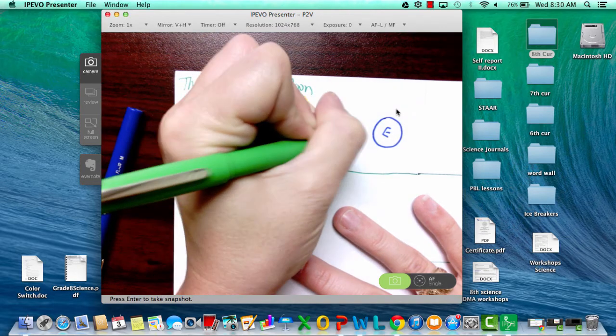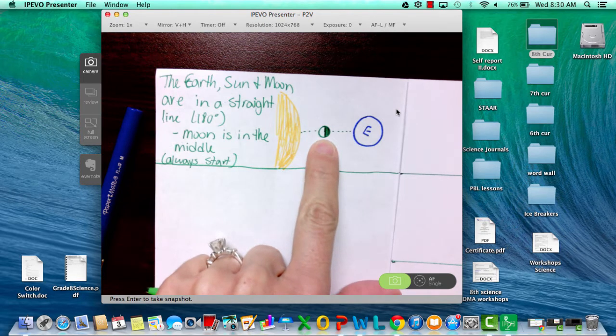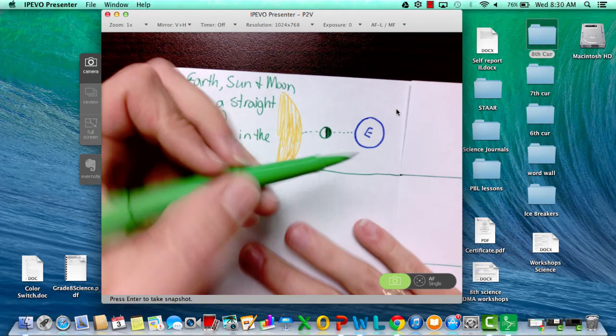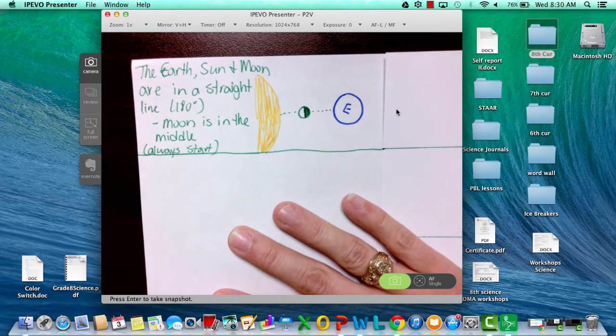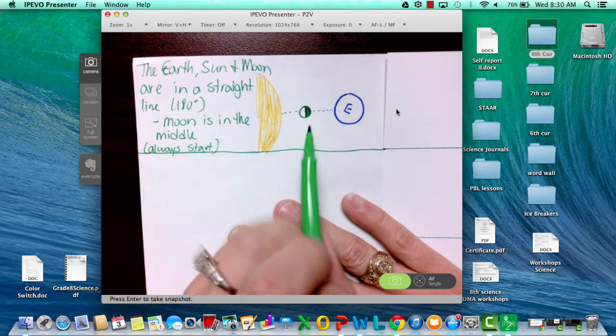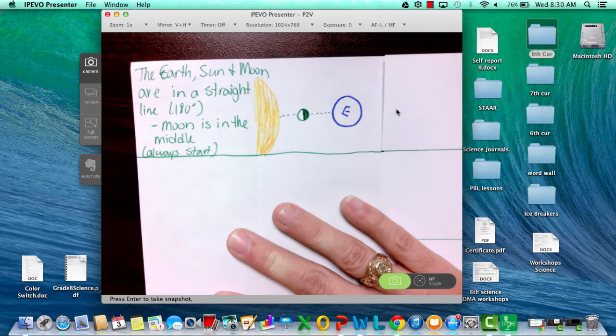Now realize that the moon actually never changes. It is always half lit and half dark. And the half lit is always facing the sun, just like when the Earth is half lit and half dark for day and night. So the reason why a new moon looks completely dark to us from Earth isn't because it's actually changing, but it's the angle that we see the moon. Notice the dark side is facing us.